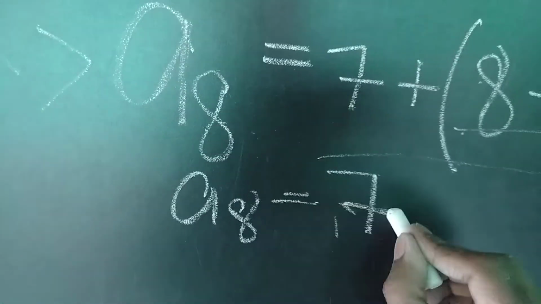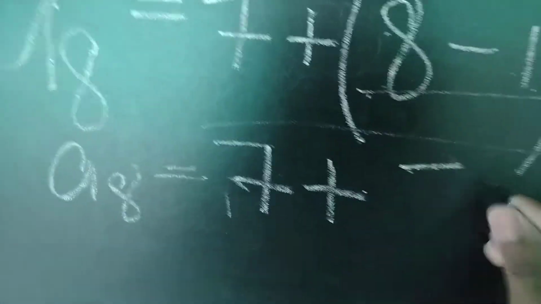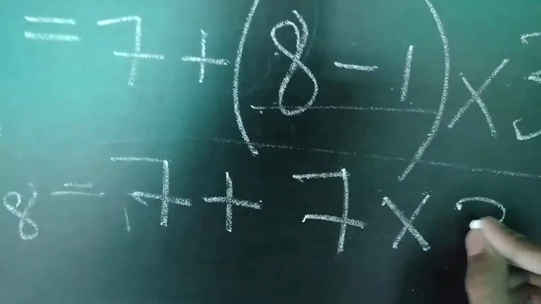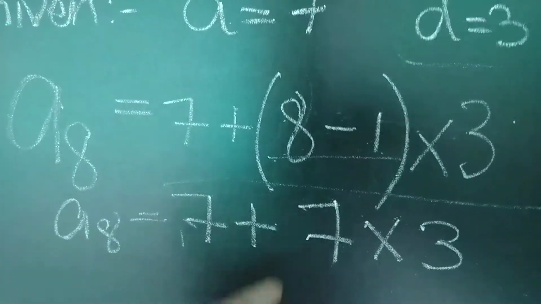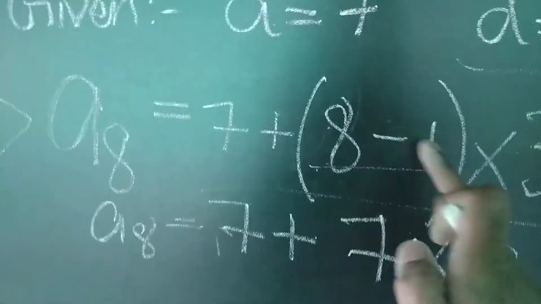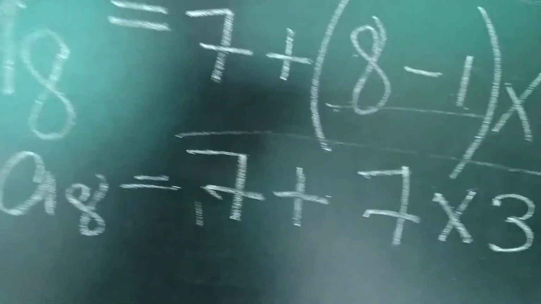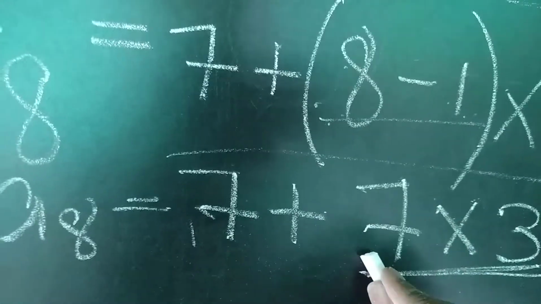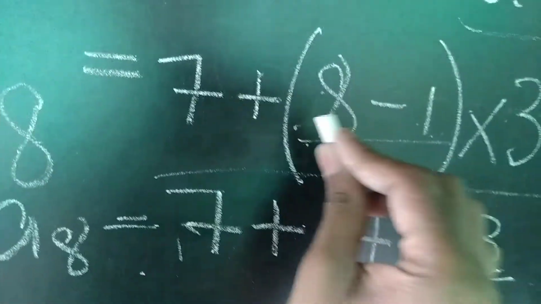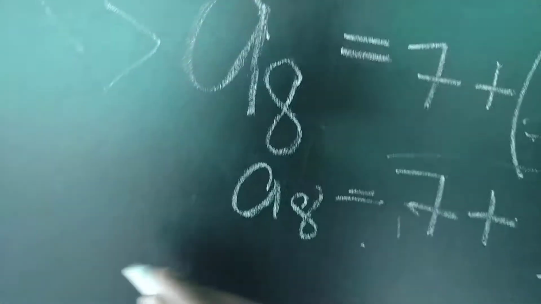Just find the value of the bracket, 8 minus 1, 7 into 3. Got it clear? Remaining all will be same. Just whatever is there in the bracket, that you will solve first. After solving the bracket, then you multiply next. So first solve the bracket and write the value. Remaining all will be same. After solving the bracket terms, you have to multiply next, retaining all the terms as it is.